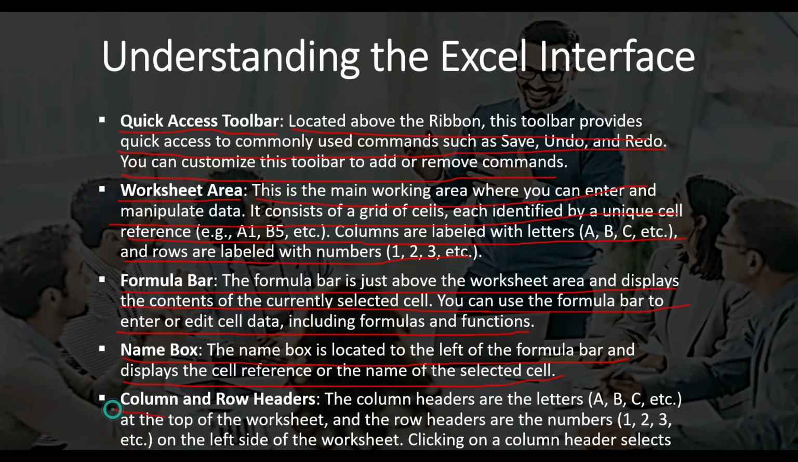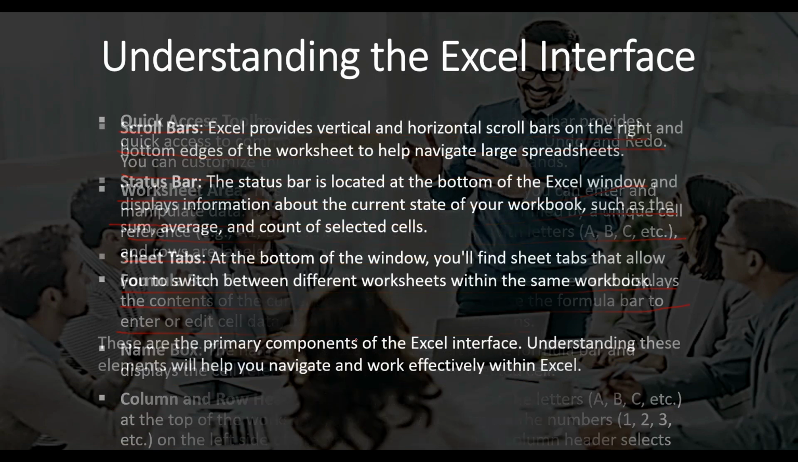Then we have column and row headers. The column headers are the letters A, B, C. I already discussed this. Columns are denoted by A, B, C, D, E, F, G, H at the top of the worksheet, and the row headers are the numbers 1, 2, 3, etc. on the left side of the worksheet. Clicking on a column header selects the entire column, and clicking on a row header selects the entire row. Okay, we have already discussed this.